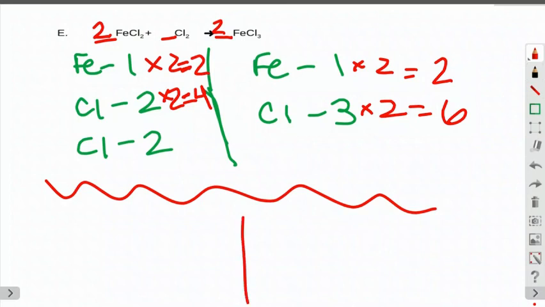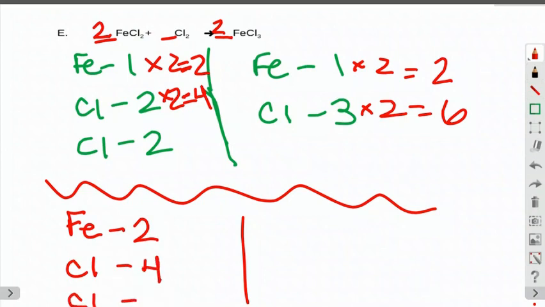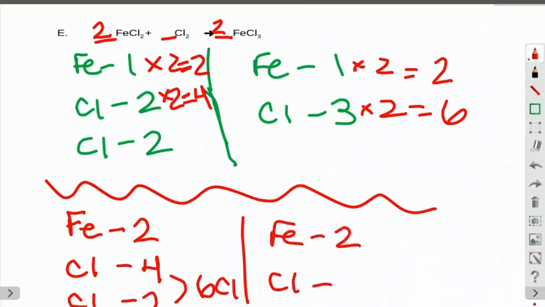On the reactant side, we have 2 irons, we have 4 chlorines, and then we have another 2 chlorines. That equals 6 chlorines. And on the product side, we have 2 irons, and then we have 6 chlorines. So our whole reaction is balanced, and the law of conservation of mass is satisfied.